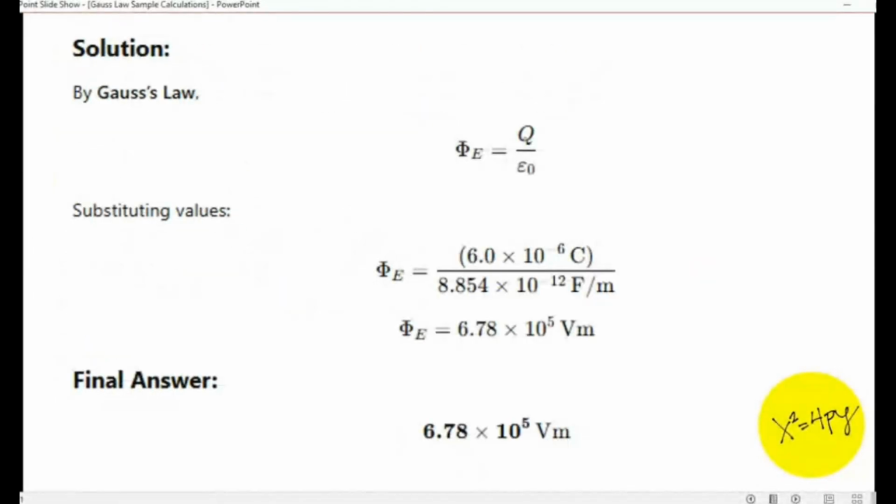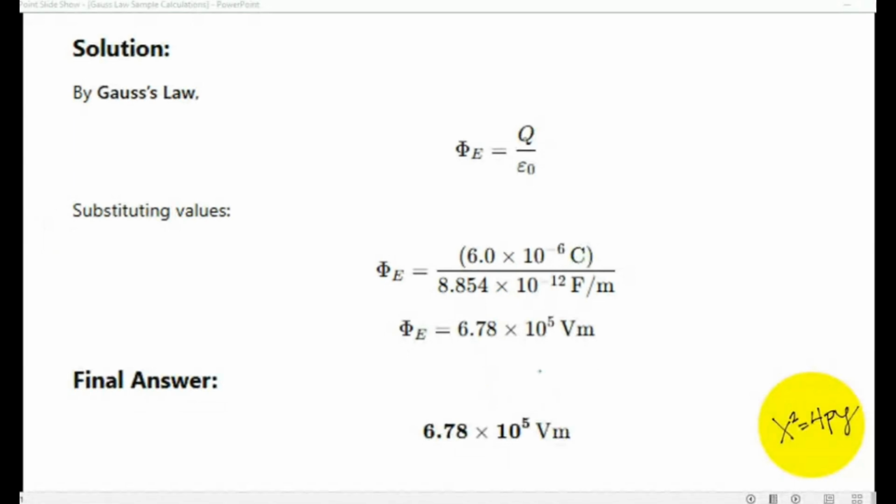So for the solution, we have the following for the Gauss law. Then, substituting the values, you have the total charge, 6.0 times 10 raised to negative 6, and the permittivity of free space here. Then perform the operation, and you should have the final answer of 6.78 times 10 raised to 5 volt-meter.